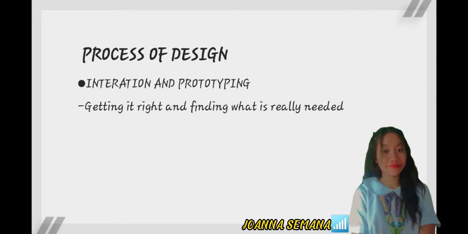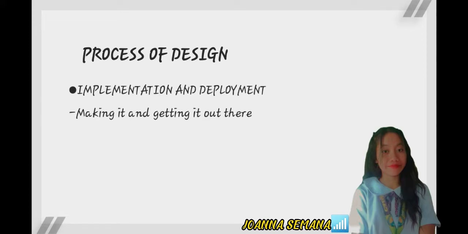Next is iteration and prototyping. Humans are complex and we cannot expect to get the design right the first time. We therefore need to evaluate a design to see how well it is working and where there can be improvements. The final stage is implementation and deployment. When we are happy with our design prototype, we need to implement and deploy it. This will involve writing code, perhaps making hardware, writing documents, and manuals.